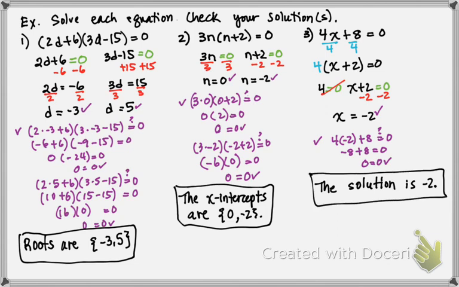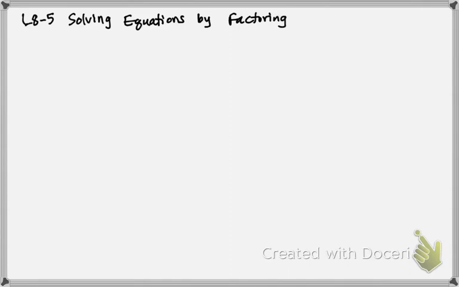All right, so I'm going to go to the next screen, which would be officially the next page. So I'm going to relabel it as Lesson 8-5, Solving Equations by Factoring. And we're still on page 420. And we are still following the same directions. Solve each equation. Check your solution or solutions.